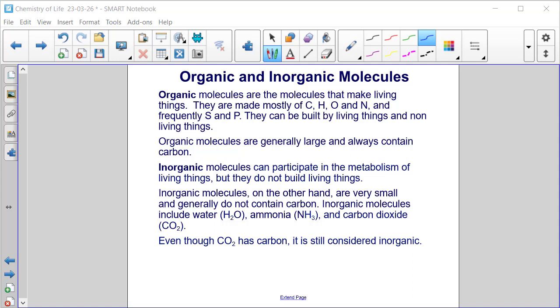Inorganic molecules can participate in the metabolism of living things, but they do not build living things. Inorganic molecules, on the other hand, are very small and generally do not contain carbon. Inorganic molecules include water, ammonia, and carbon dioxide. Even though CO2 has carbon, it is still considered inorganic.